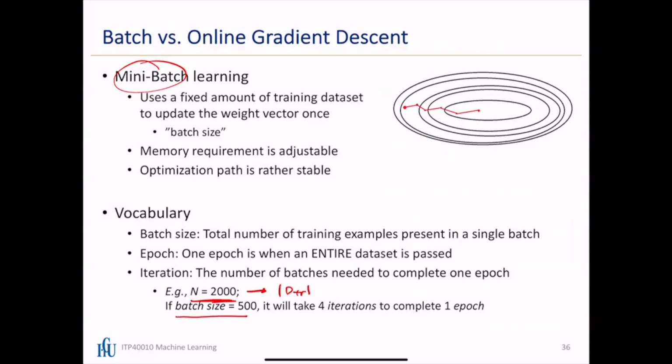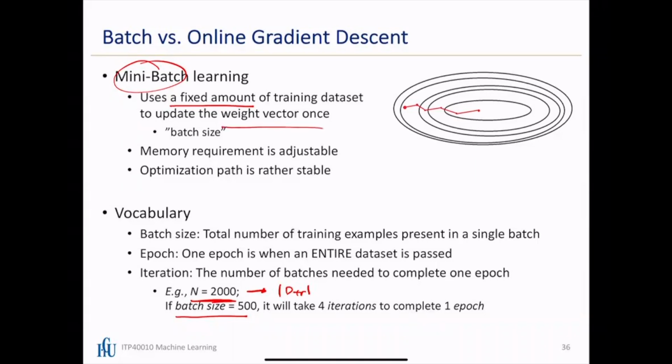Say you have batch size is 500. So each time you want to look at 500 data points and update W. Next time you want to see another 500 data instances and update W. And you're doing it again and again. So you want to look at a fixed amount of training data and update W once.